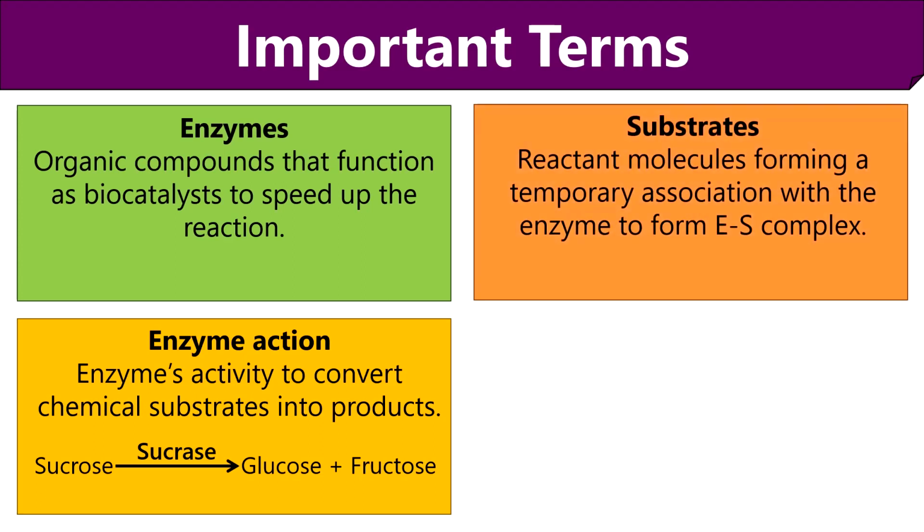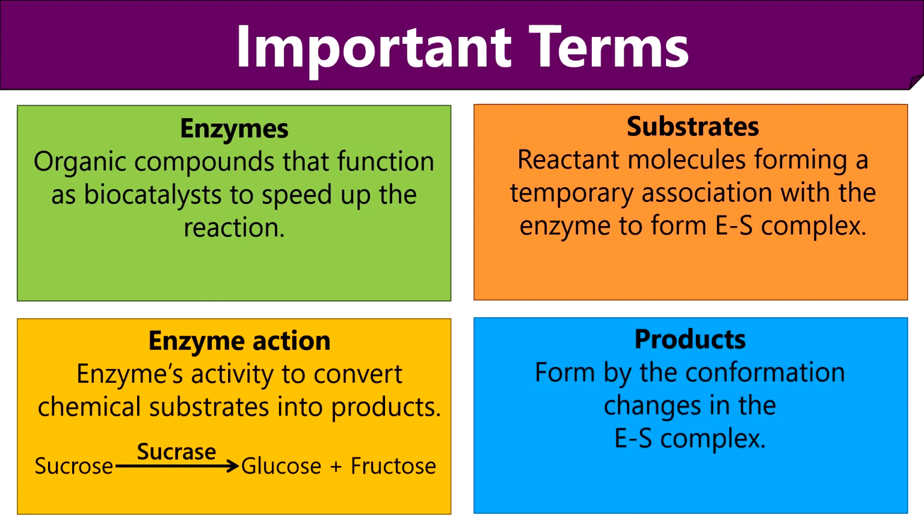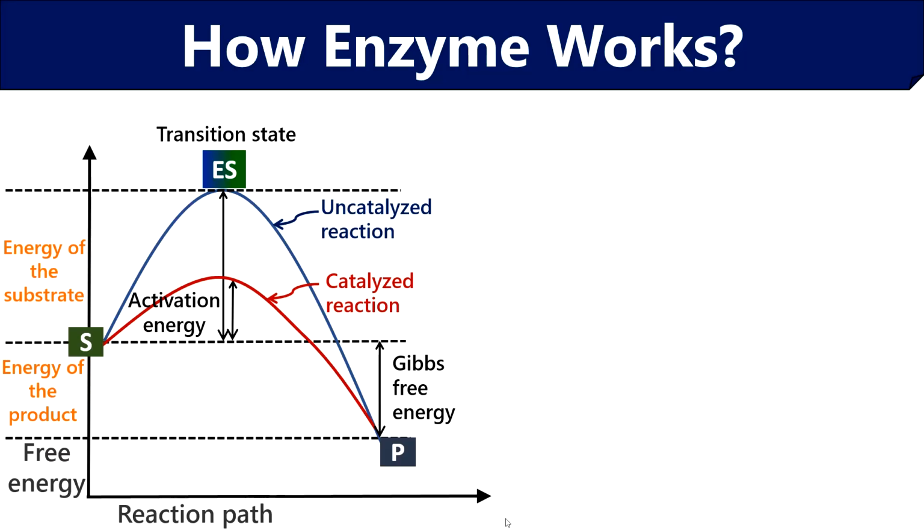Substrates are the reactant molecules that first bind to the active site of an enzyme to form the enzyme-substrate complex. The active site of an enzyme is specific for a specific substrate. Therefore, an active site provides specific binding between the substrate and the enzyme. After that, products are the molecules formed at the end of the chemical reaction by conformational changes in the enzyme-substrate complex.